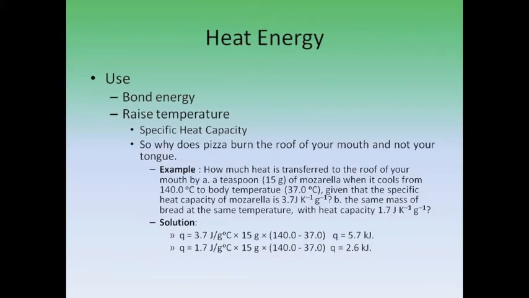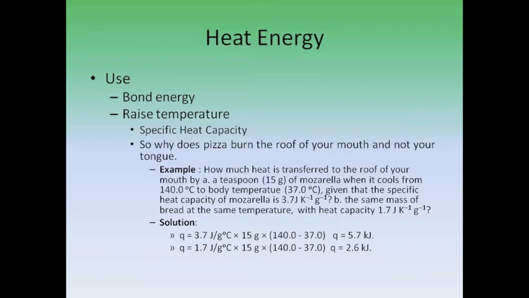When we supply heat energy from the oven to the pizza, some of the heat is converted into bond energy as water evaporates and chemical reactions occur. But most of the heat energy causes a rise in temperature in the cheese and sauce proportional to the quantity of heat energy supplied. This can be calculated by Q equals C times M times delta T.